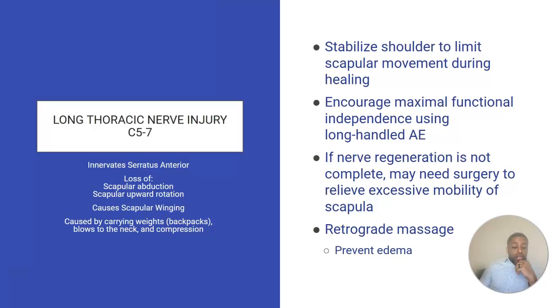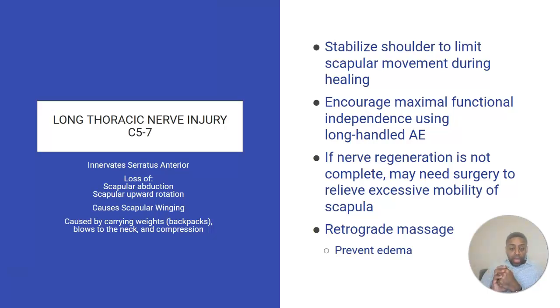All right, so the long thoracic nerve, and that's C5 through C7, the long thoracic nerve innervates the serratus anterior. The serratus anterior, that muscle, it helps with shoulder protraction, right? Scapular abduction and upward rotation, as well as stabilizing the scapula up against the back of the rib.